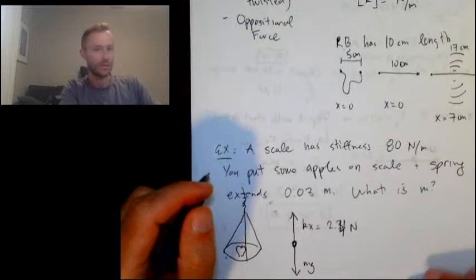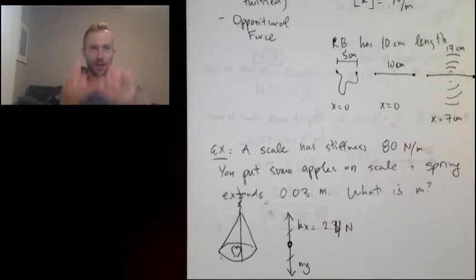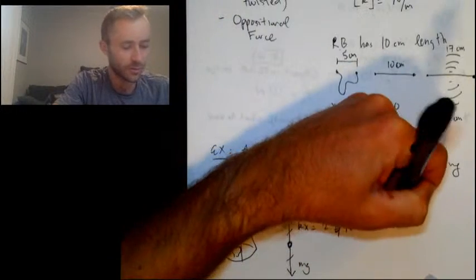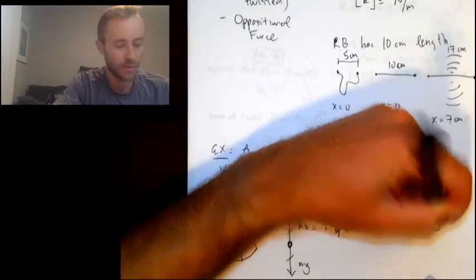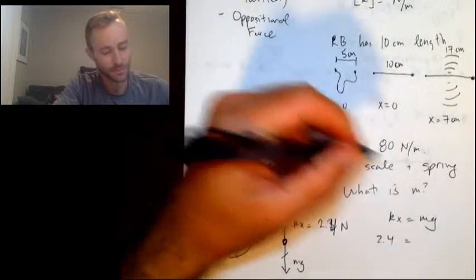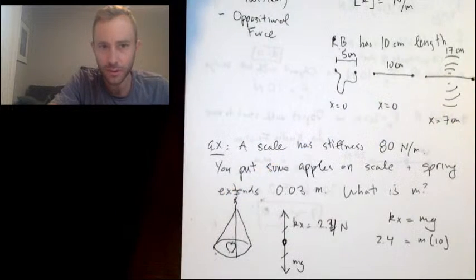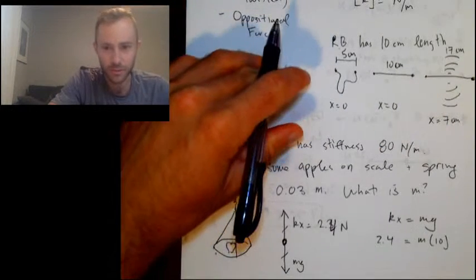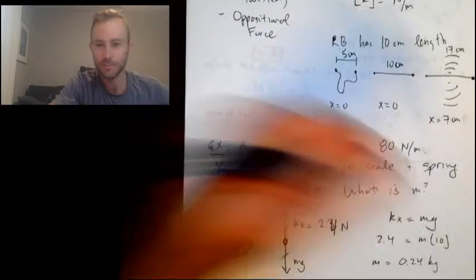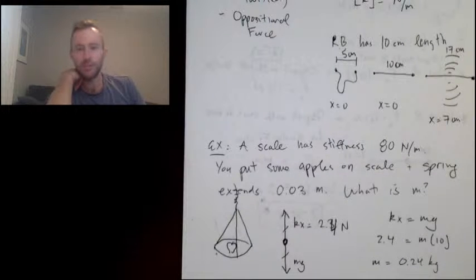2.4 newtons is the elastic force. And these two forces have to balance each other because the apple is on the scale and it's not accelerating up or down. So our elastic force has to balance the weight force. So we have 2.4 equals m times g, which, if this scale is on Earth, g is going to be 10 meters per second squared. So we get that the mass of the object is 0.24 kilograms. All right? So that's about half a pound of apples.